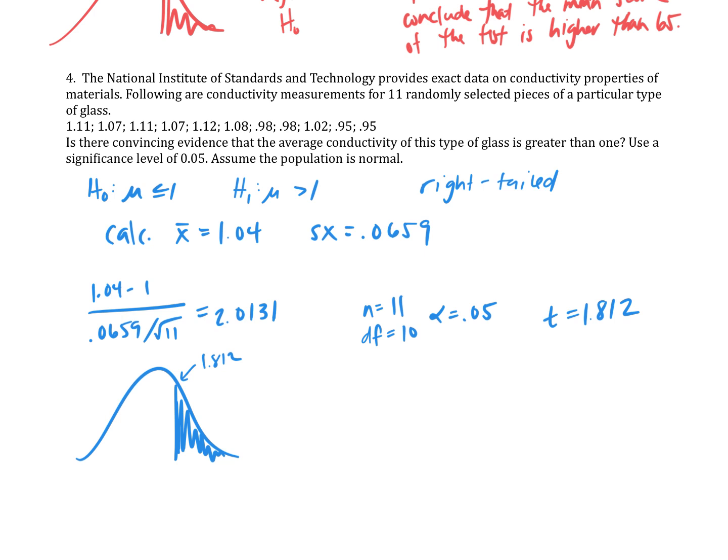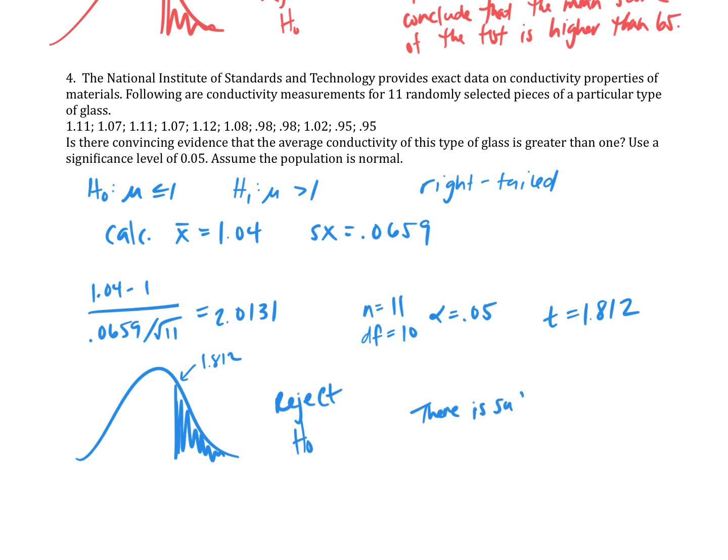No, we failed to. 2.0131 is greater than 1.812, so it's in the rejection region. So reject the null. So my conclusion is there is sufficient evidence to support the claim that the conductivity is greater than 1.